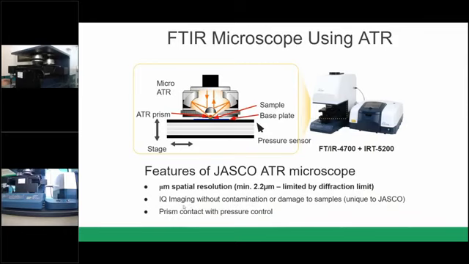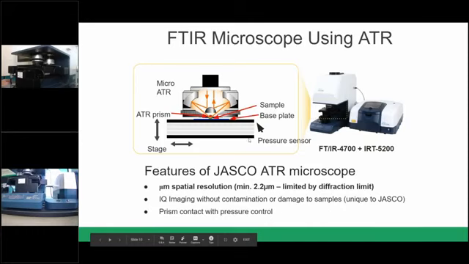We can do the IQ mapping, or the IQ imaging mapping, and it's recommended since the crystal is in contact and we are just going to be moving the optics. There is no reason to raise the crystal and actually place it in another location of the sample. In that way, we avoid the cross-contamination in the sample, and also we avoid the damage of the sample. This is a unique feature for JASCO.